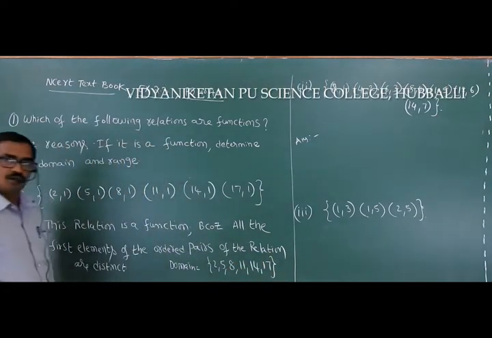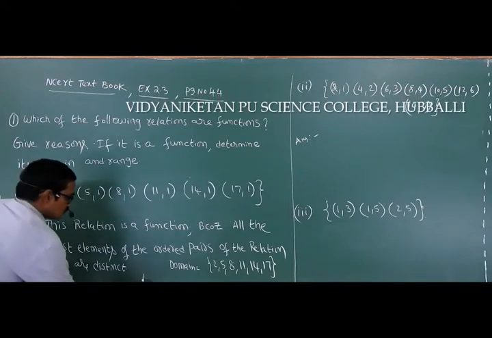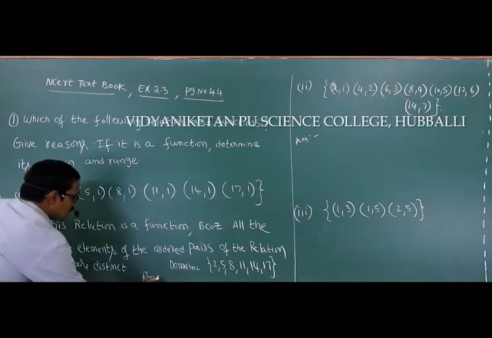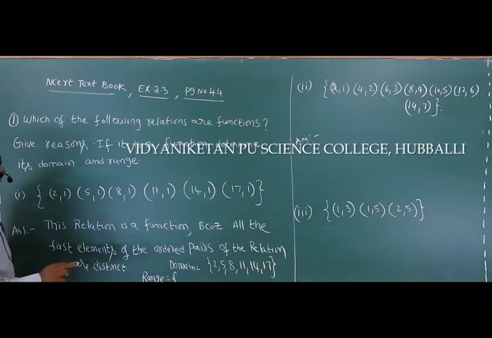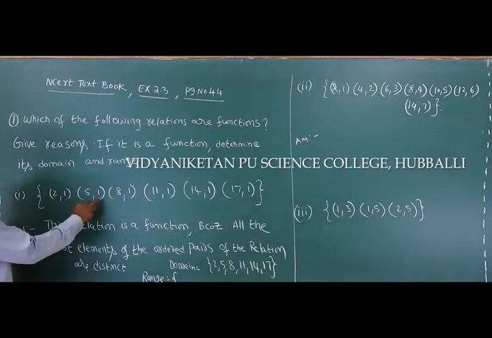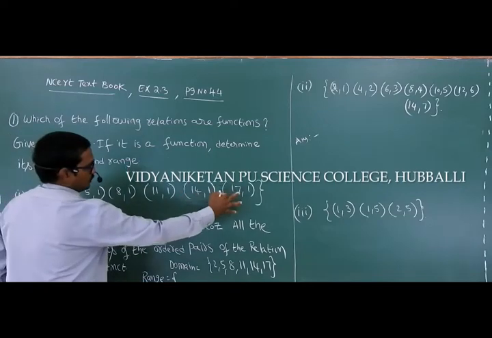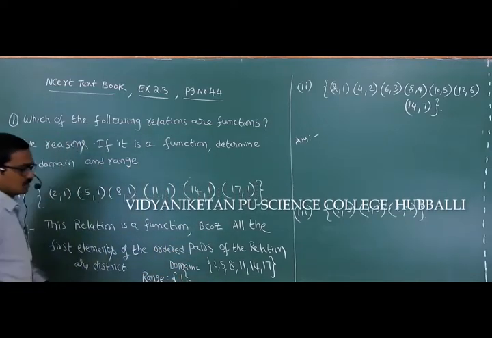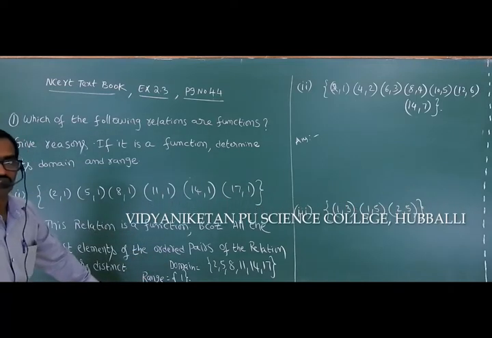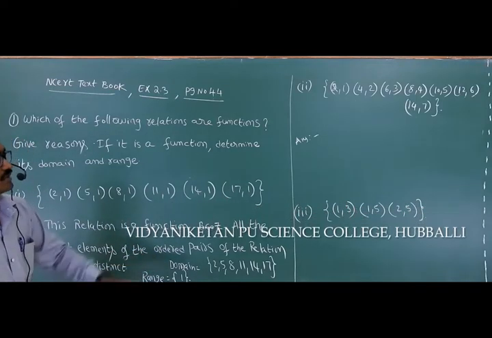It is the domain. Next you can find the range. Range is equal to all the second elements of the ordered pairs. Second elements are 1, 1, 1, 1, 1, 1. So only one element is there, a singleton, 1. That's all. It is the domain and it is the range. Is it clear? Right.